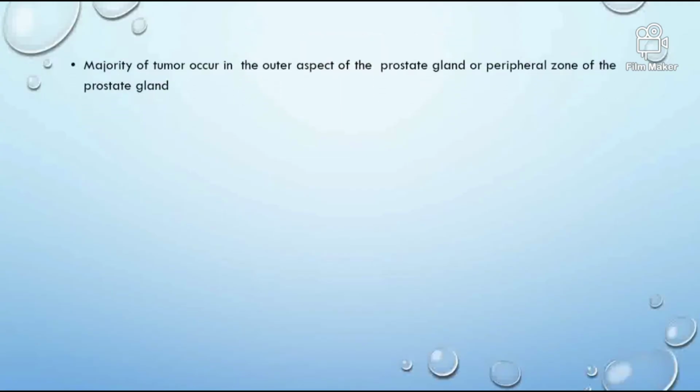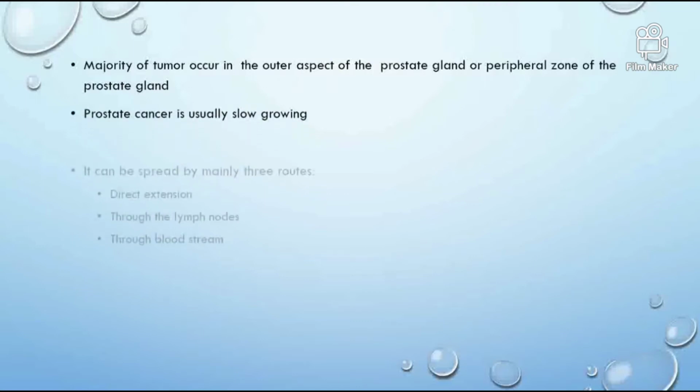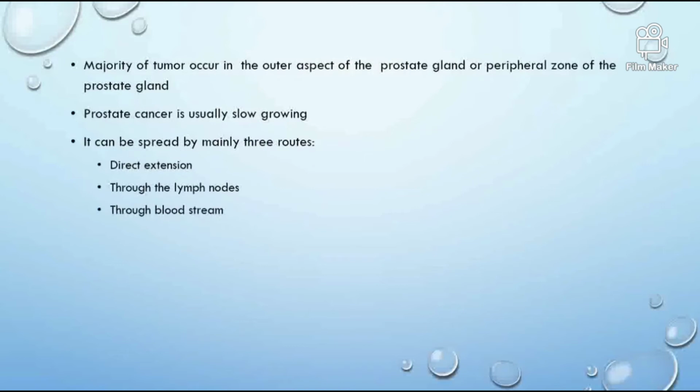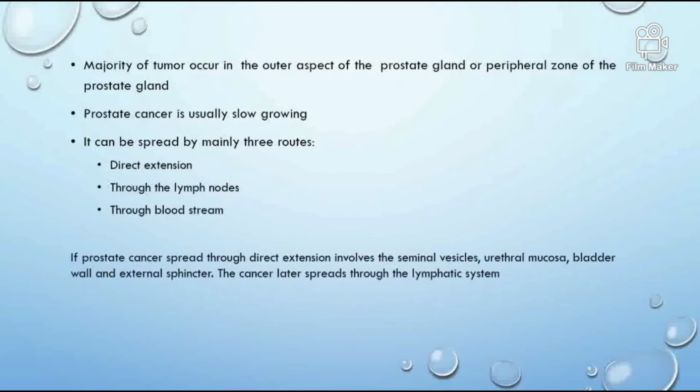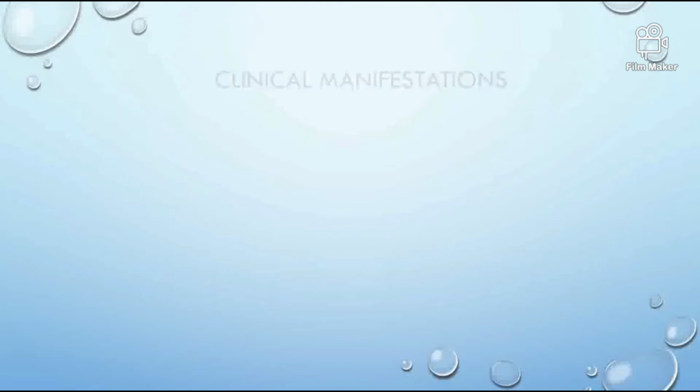The majority of tumors occur in the outer aspect of the prostate gland, the peripheral zone. Prostate cancer is usually slow growing, and it can spread by mainly three routes: by direct extension, through the lymph nodes, and through the bloodstream. Spread through direct extension involves the seminal vesicle, urethral mucosa, bladder wall, and external sphincter, and the cancer later spreads through the lymphatic system.